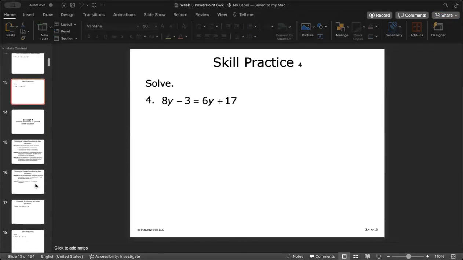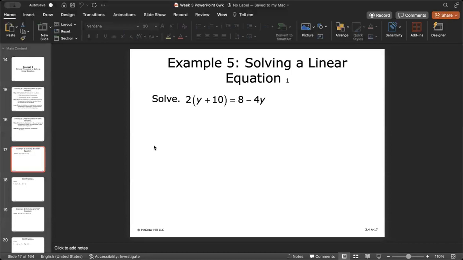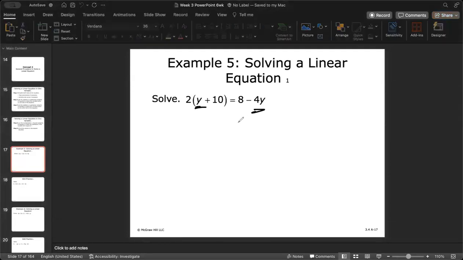Okay, now we want to add a little more to it. Notice we have variables on both sides, so that's not new. We know how to deal with that. But what is new? We have parentheses now. And when you see parentheses, that's what you want to get rid of first. So how are we going to do that?